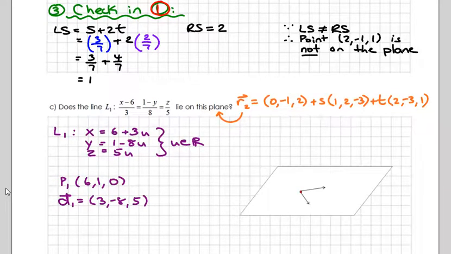After I did my check, I noticed that my left side and right side weren't consistent. And since they weren't, it gave me an indication that that point was not on the plane and was floating somewhere around it.